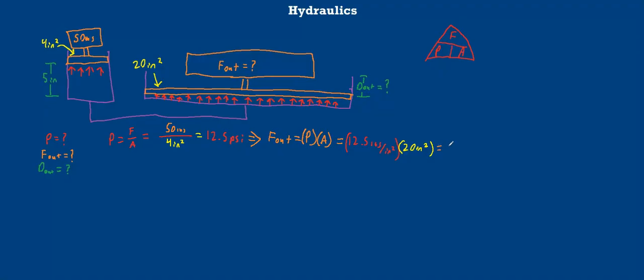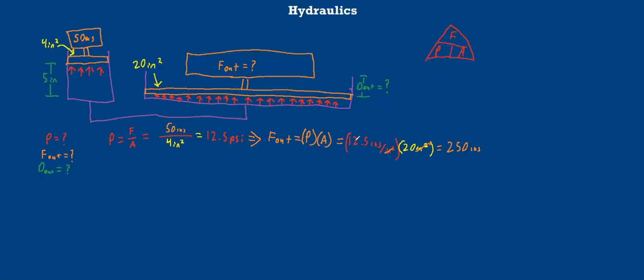We get a total force output of 250 pounds. And if you couldn't tell, inches squared canceled out because we're dividing by it and multiplying by it at the same time, so we're left with pounds. All right, so that was pretty easy to solve for our pressure and our force output.